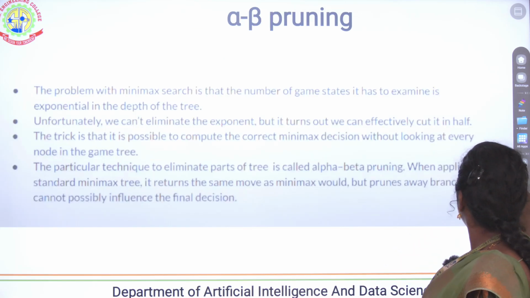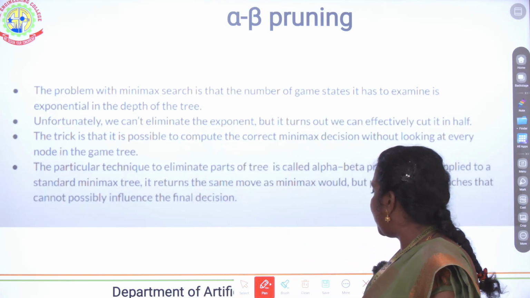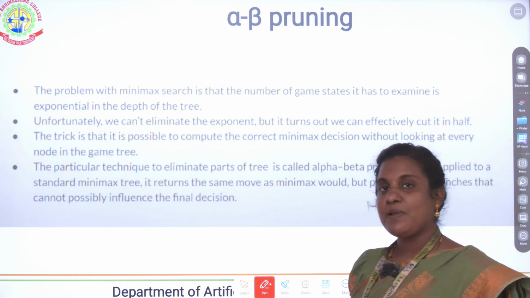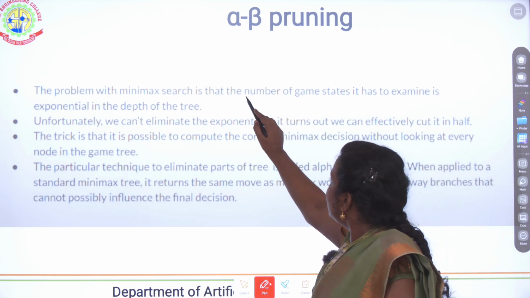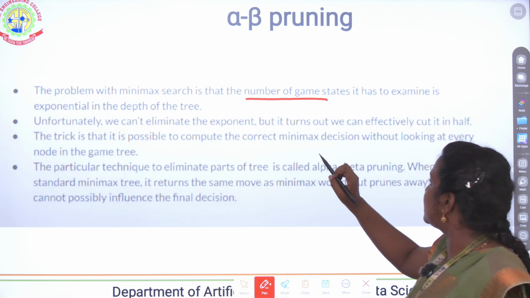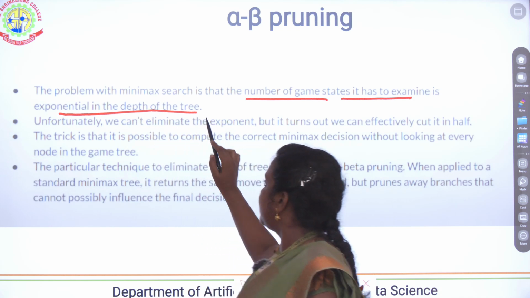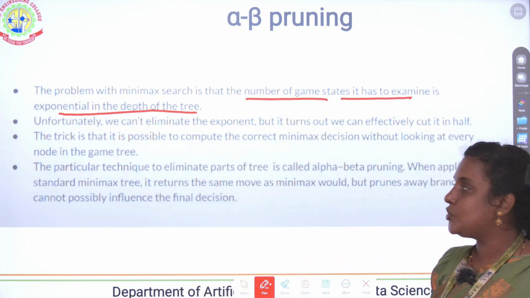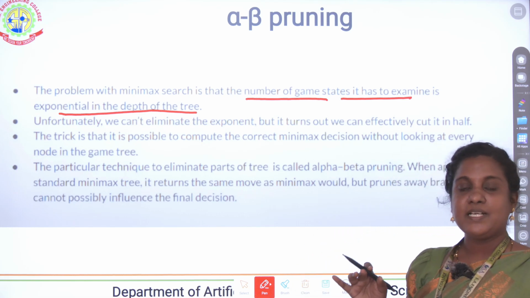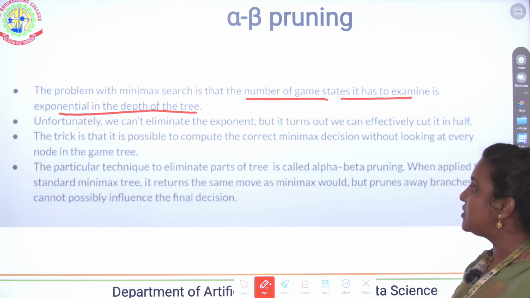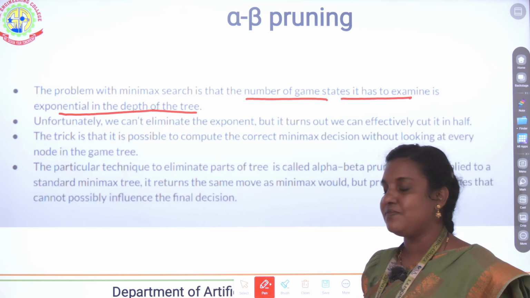The next algorithm is alpha beta pruning. So why are we going for this particular algorithm? In the Minimax algorithm, we have one drawback: the number of game states it has to examine is exponential in the depth of the tree, which means we have to examine all the nodes to determine a convenient path. So we should not leave any other node. We have to examine all the nodes to find the convenient path.